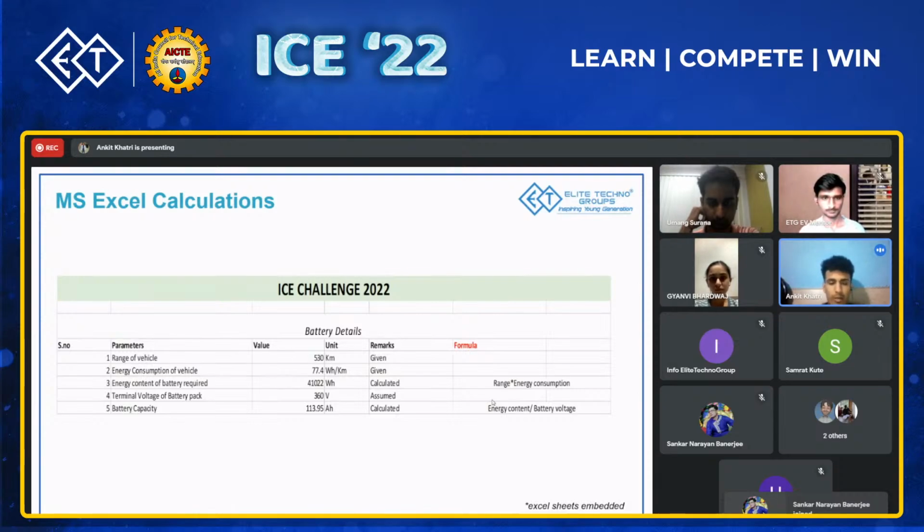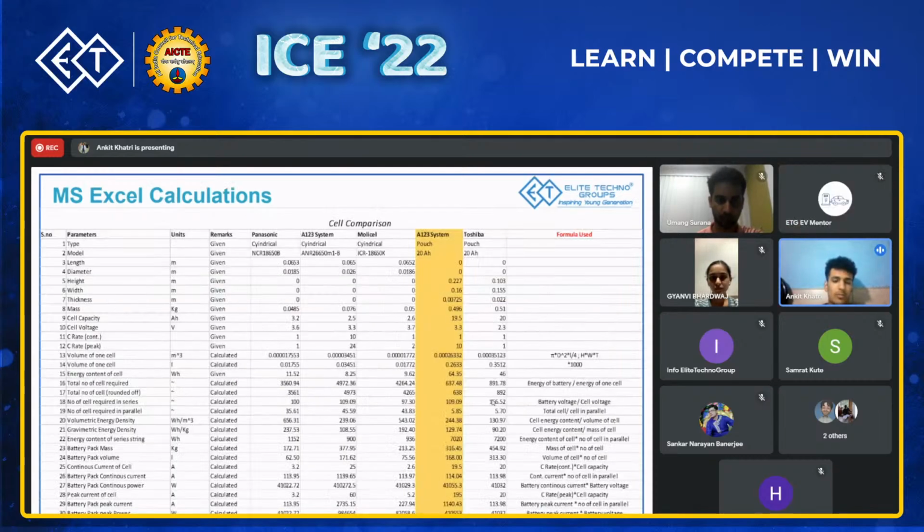For dividing the battery pack into series and parallel connection, we need to have some motor or load voltage. So we have assumed that the battery needs to provide 360 volt. According to that, from the calculation, we have received the battery capacity, which is obtained by energy content divided by the battery voltage, that is 113.95 Ah. These are the steps that we followed for selecting the cell composition.